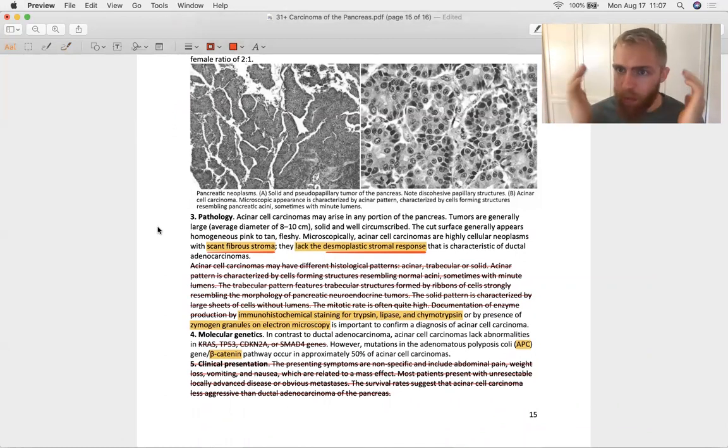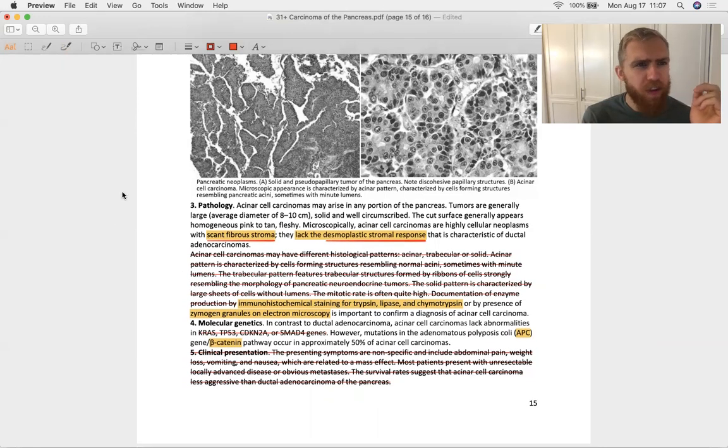Because the number one feature of a ductal adenocarcinoma is that it's got all sorts of fiber holding it together. So with this acinar cell carcinoma, the next clue they're going to give you is they're going to say, this thing stains positive for lipase. And you're just going to be like, well, there is no way that is a ductal cell cancer. Might have zymogen granules on TEM or something like that.